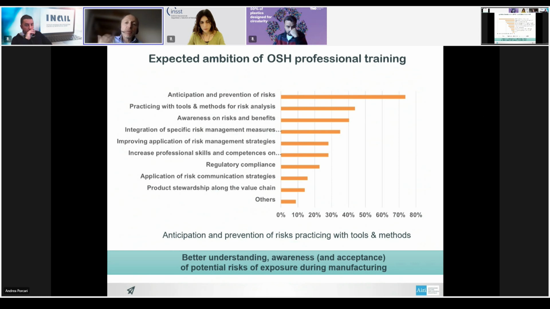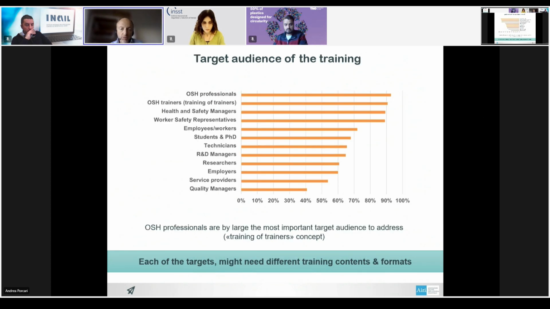If we look at what could be the ambitions of OSH professional training, first of all, and for the majority of people, the anticipation and prevention of risks, followed by practicing with tools and methods for risk analysis. And there's also some aspects related to the integration of nano-specific activities with usual traditional risk management measures, and also aspects related to increase of professional skills and competencies of workers. Overall, a better understanding, awareness, and acceptance of potential risk of exposure of nanomaterials during manufacturing is something that would be worth communicating during training.